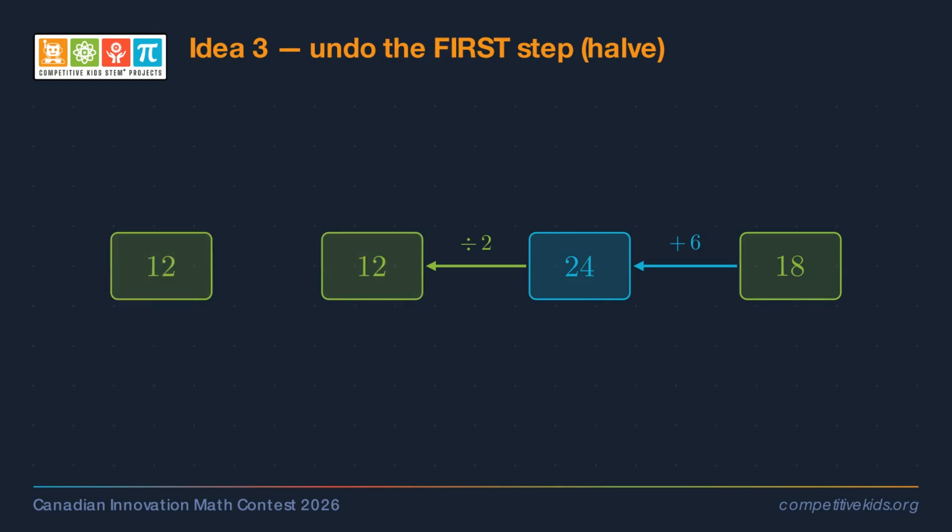Next, undo the doubling. Doubling reverses to halving, so 24 divided by 2 equals 12. That was her starting number.